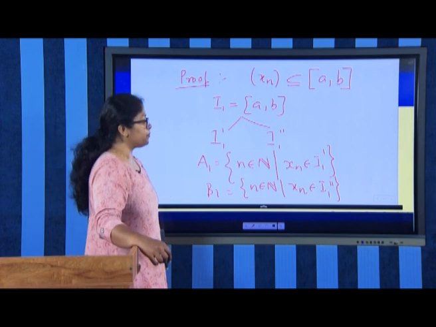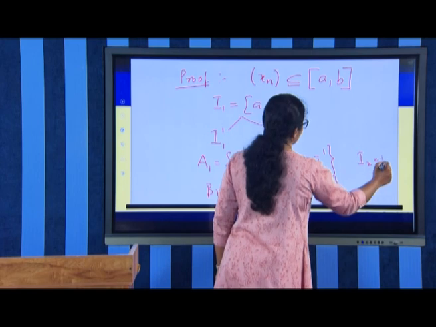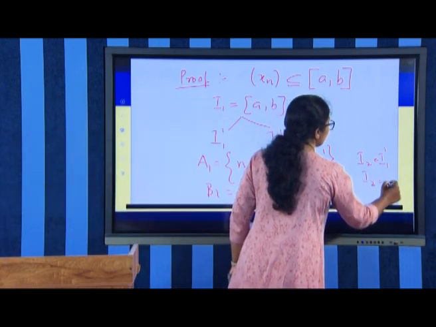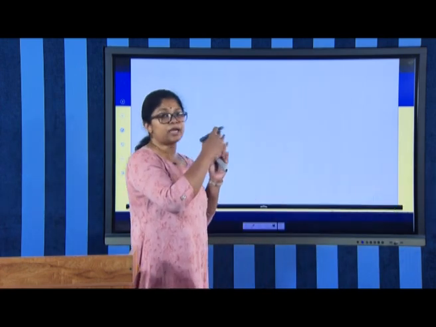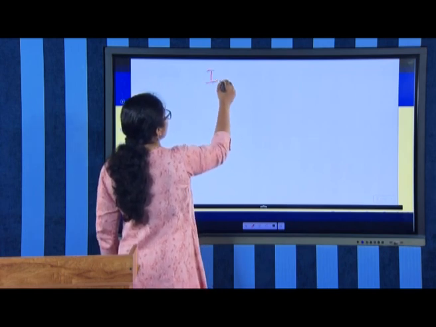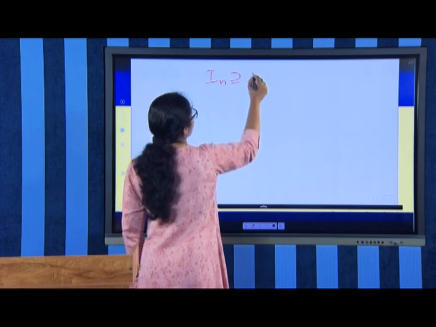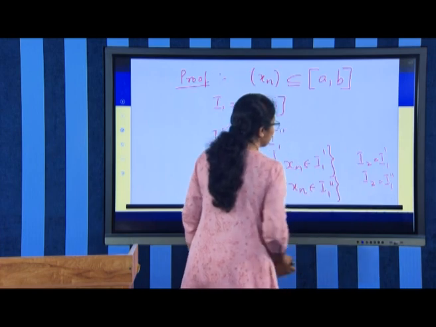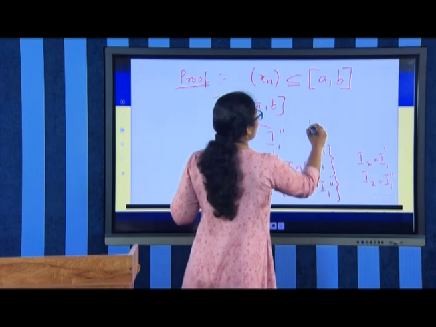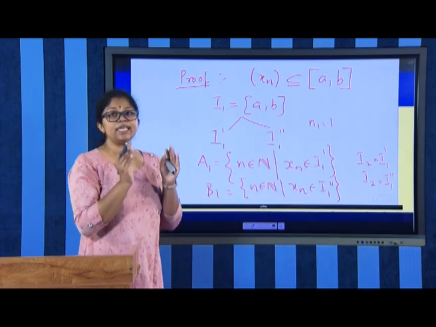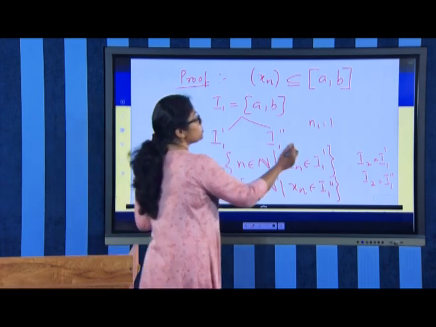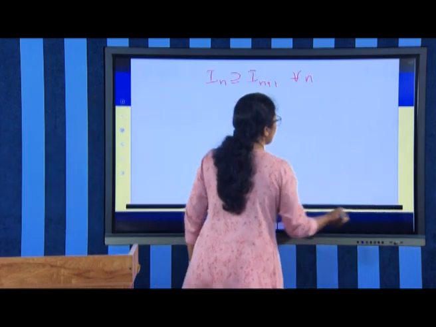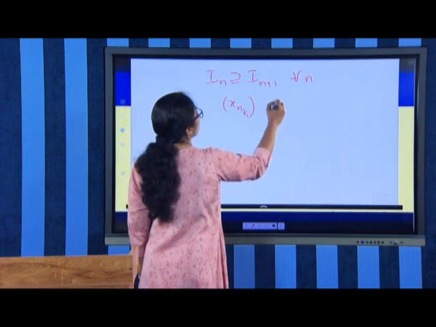So, if A1 is infinite, we take I2 equal to I1 prime, and if A1 is only finite, definitely B1 will be infinite, then I2 will be equal to I1 double prime. We continue this process so that we get a collection In of nested intervals, In containing In plus 1 for every n. Also, we take n1 equal to 1 and n2 to be the least element such that xn belongs to I2. Whatever be the choice of I2, we take n2 to be the least element such that xn2 belongs to I2. Likewise we get a monotonic increasing sequence xnk.